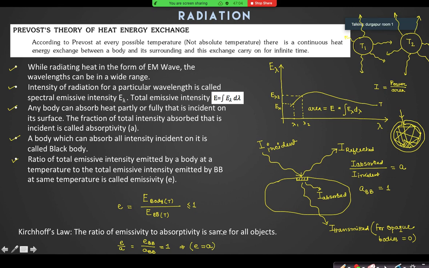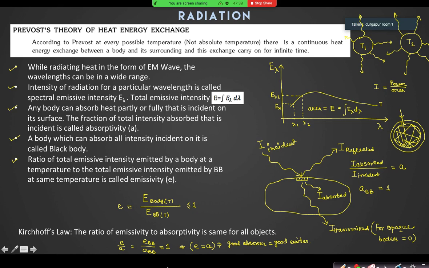That proof is not important, but this theory is important, that the E by A ratio is the same for all. And actually E is equal to A. That also means that a good absorber is a good emitter. Right?